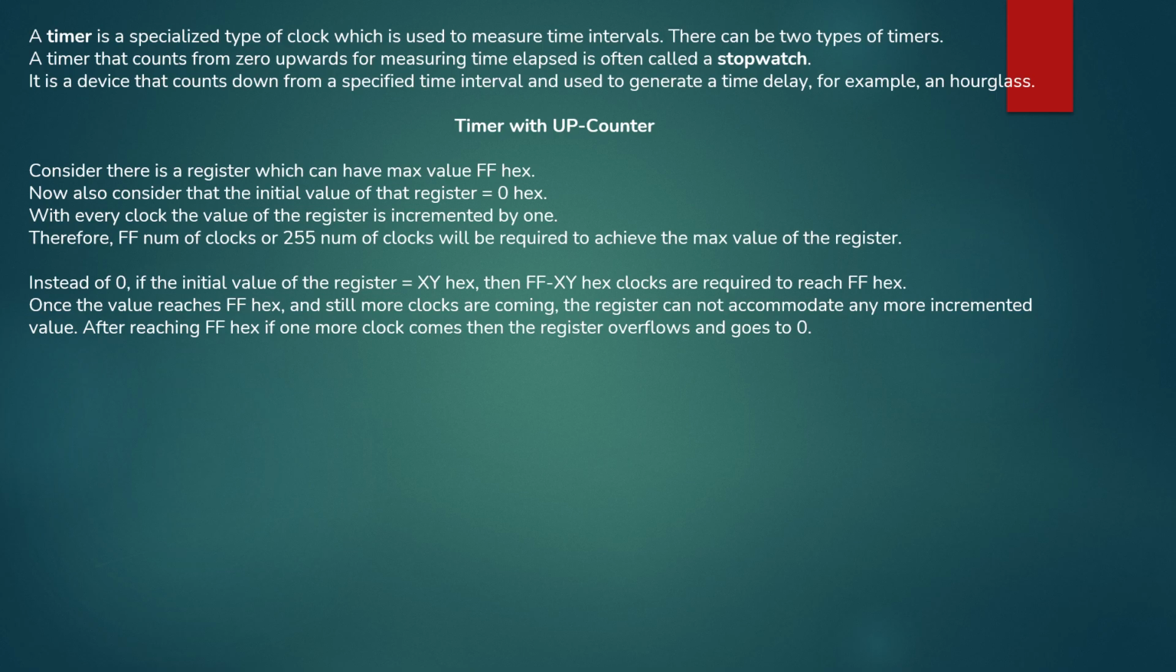Once the value reaches FFX and still more clocks are coming, the register cannot accommodate any more incremented value because its capacity is up to 255. After reaching FFX, if one more clock comes, then the register overflows and goes to 0. This particular event is captured and a tick is generated and a flag is set. That is the interrupt flag due to the timer. So this is your timer output.